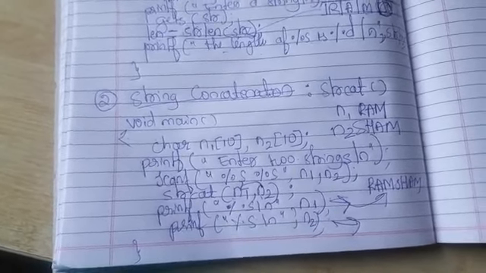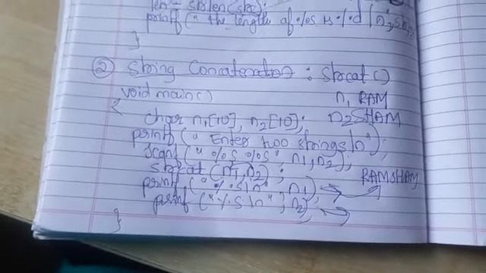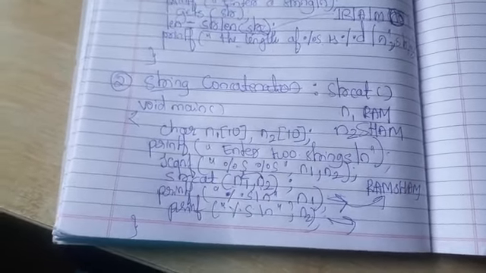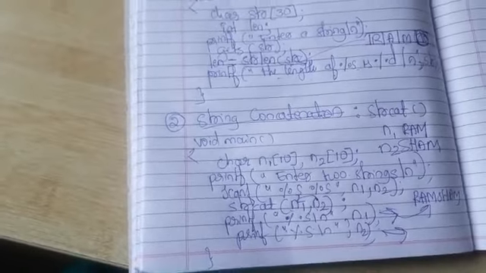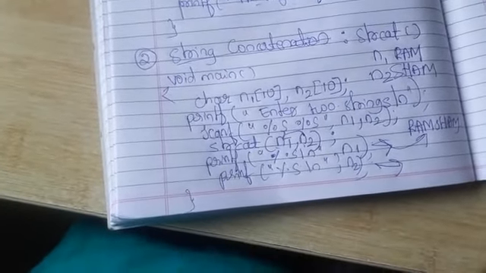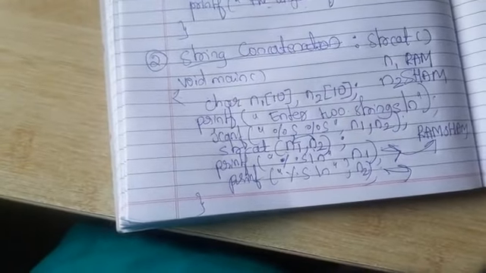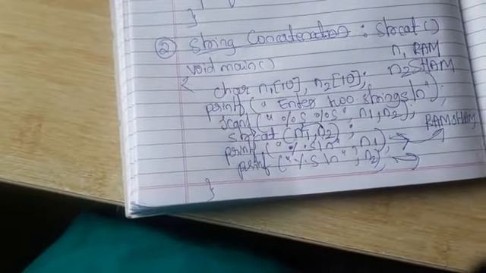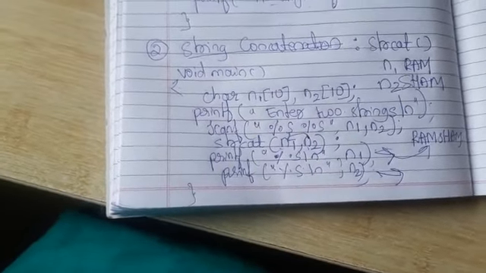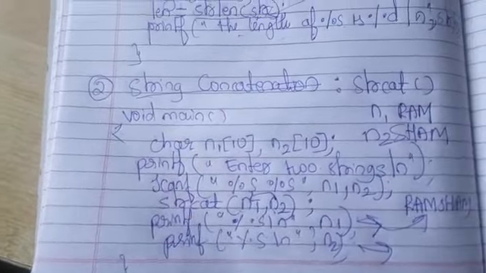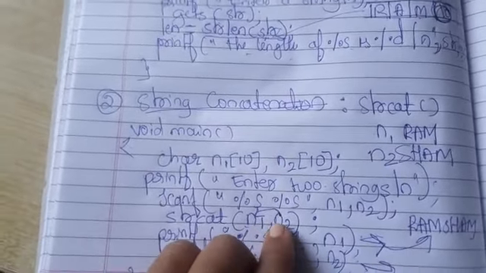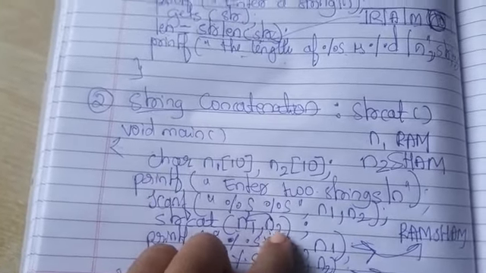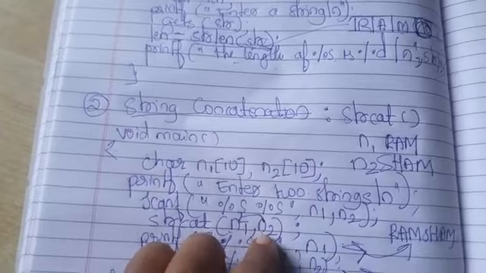I hope all of you have understood this particular program, that is strcat. Another improved version is there, that is nothing but strncat. So what will strncat do? Instead of joining all the characters of n2 to n1, it will join only some number of characters to n1.